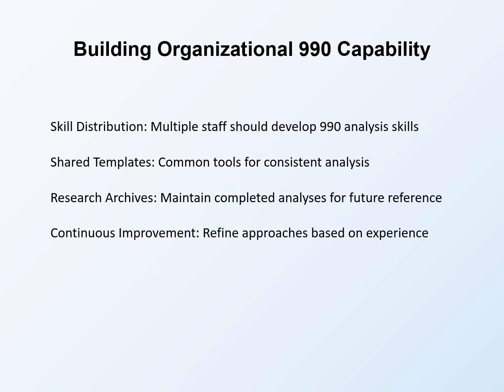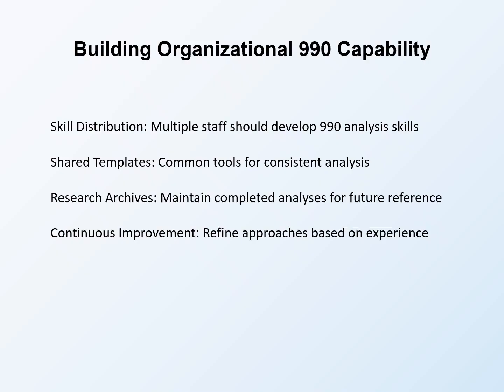Building organizational capability for 990 analysis ensures your organization can conduct effective foundation research. Skill distribution means multiple staff members should develop 990 analysis skills. Reliance on a single person creates vulnerability if that person leaves. Cross-training ensures continuous research capability. Shared templates provide common tools for consistent analysis across the organization. When everyone uses the same template, analyses are comparable and quality is consistent. Shared tools also reduce duplicated effort in developing analytical frameworks.